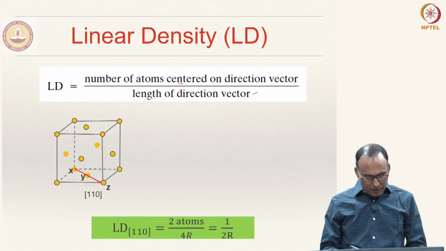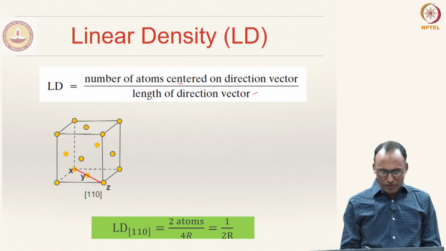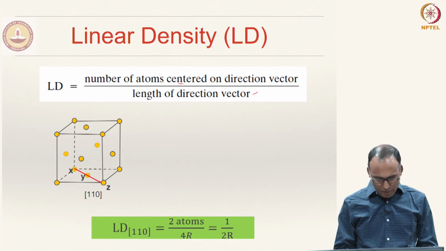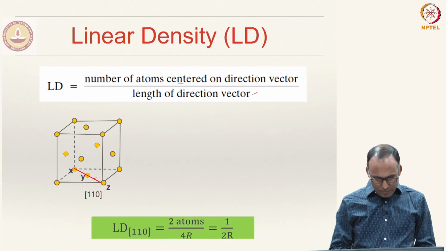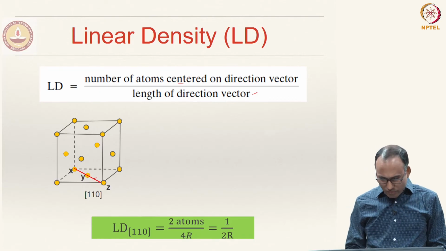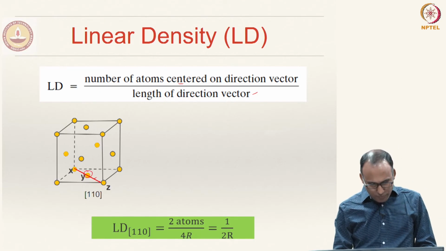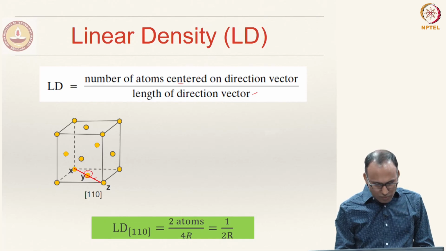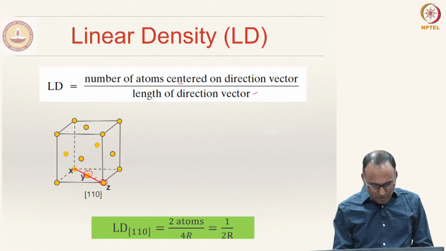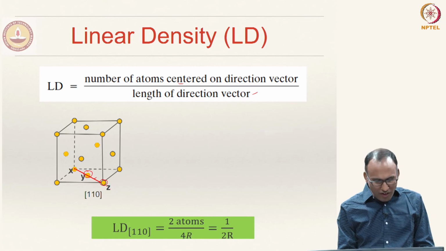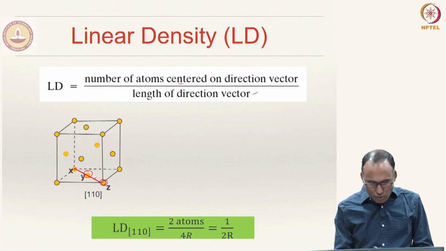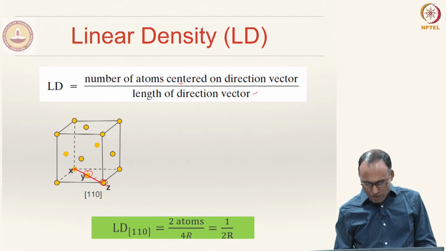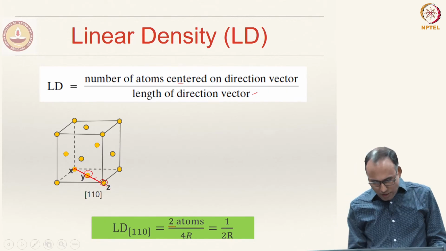So, if you take a [110] direction in an FCC material, then the 110 direction is this. How many atoms are there on 110? There is one full atom, and this atom is part of another unit cell, and this atom is also part of another unit cell. So, half of this atom is present here and half of that atom is present here, and effectively you have 2 atoms lying on that direction. So, 2 atoms divided by the total length.